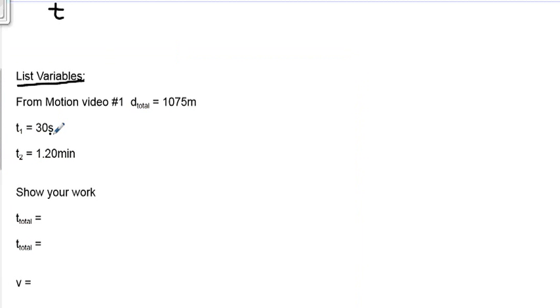When I do work for these calculations, I need to make sure that I'm using the same unit for time. Time 1 is in seconds and time 2 is in minutes. We need to have time in seconds for us to do this calculation. So I need to convert time 2, and I'm going to do that now. 1.2 minutes converted into seconds will be multiplied by 60 seconds per minute.